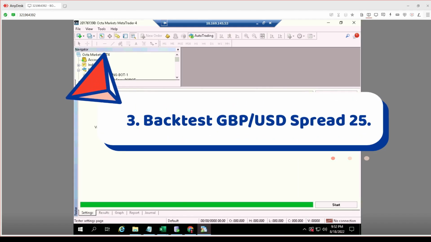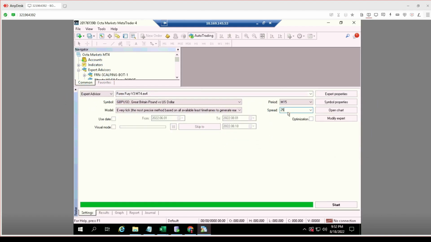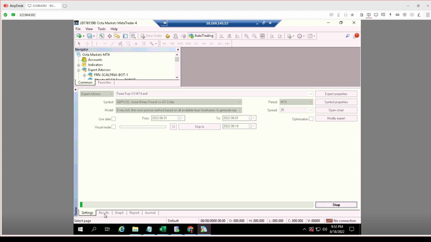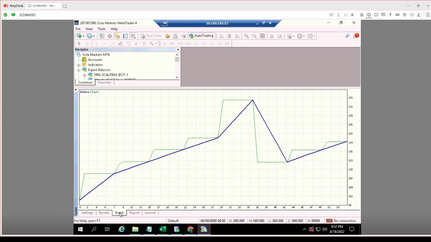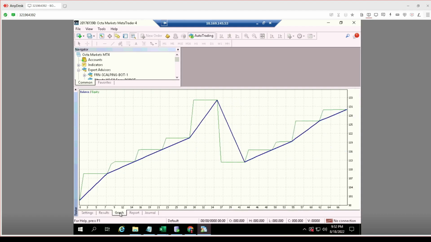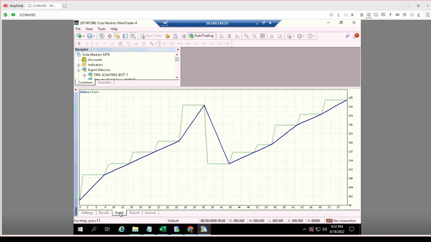Three. Backtest pound sterling to US dollar spread 25. And the third using spread 25. Seen from the previous two backtests, there is a fairly high decline from the graph.